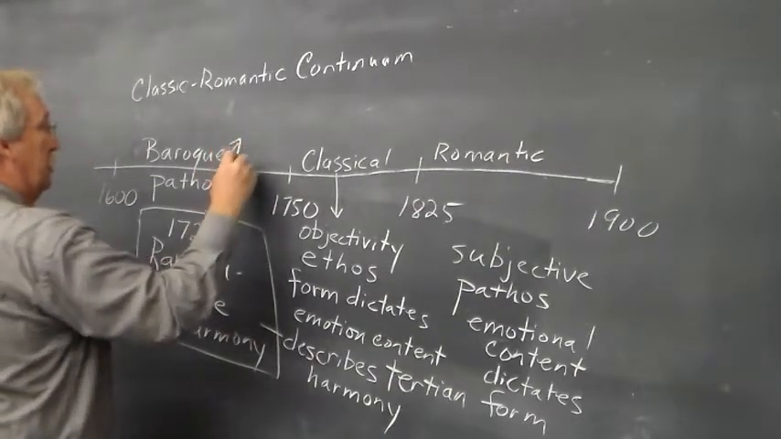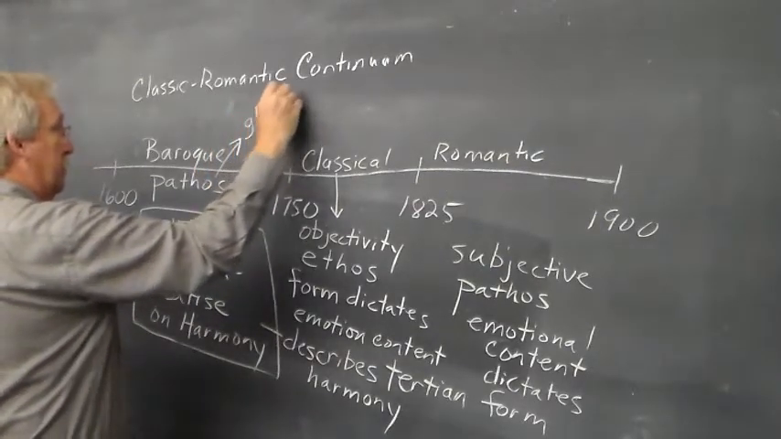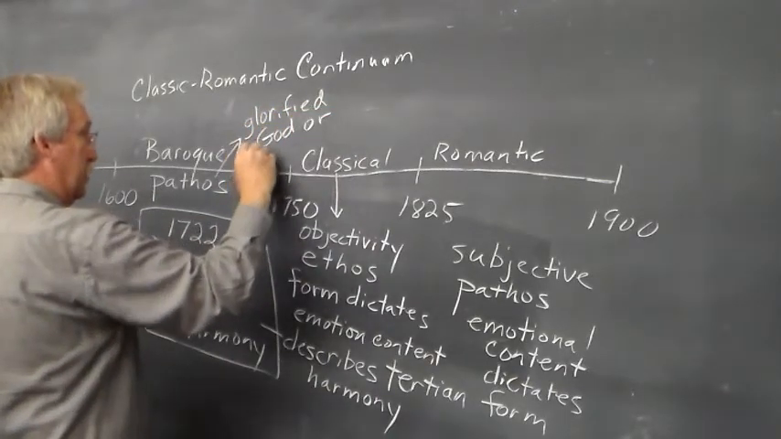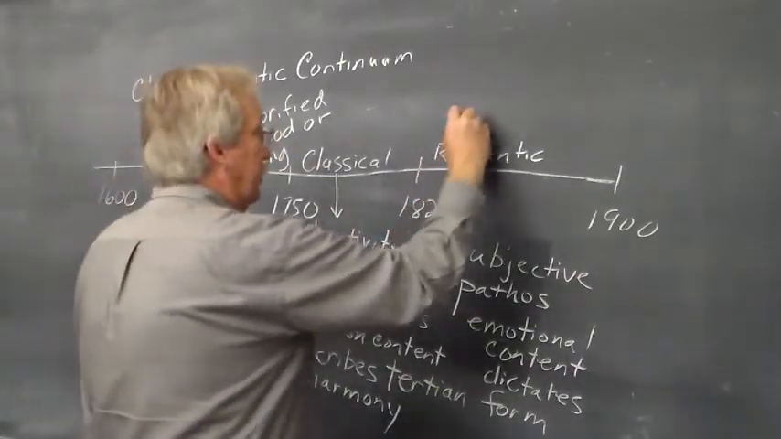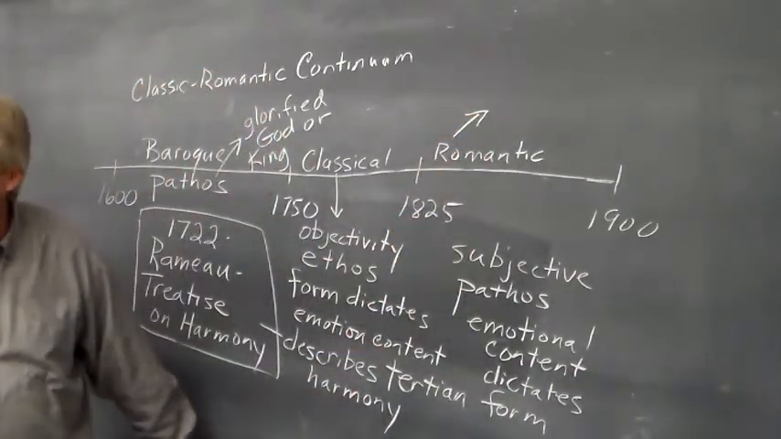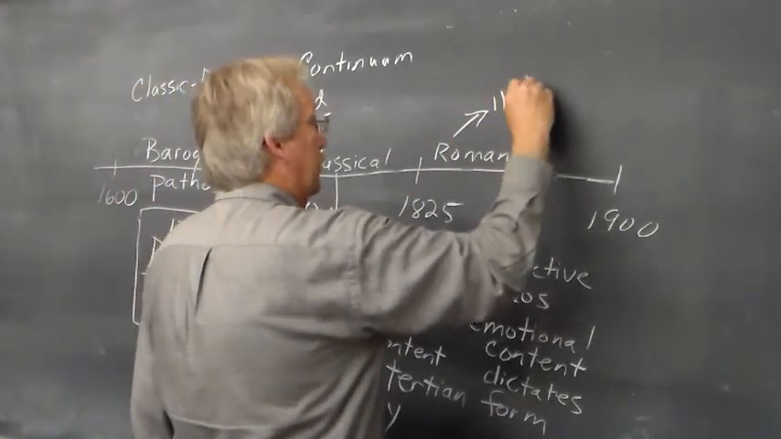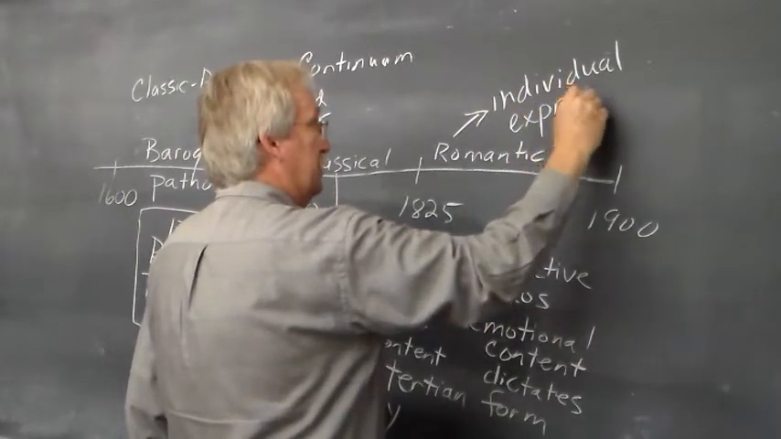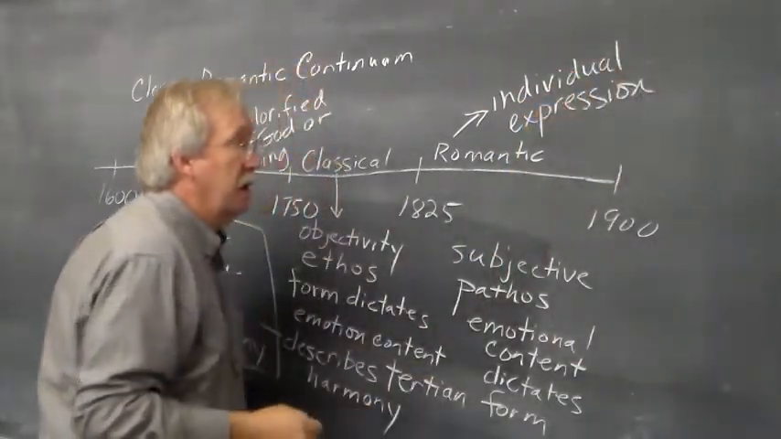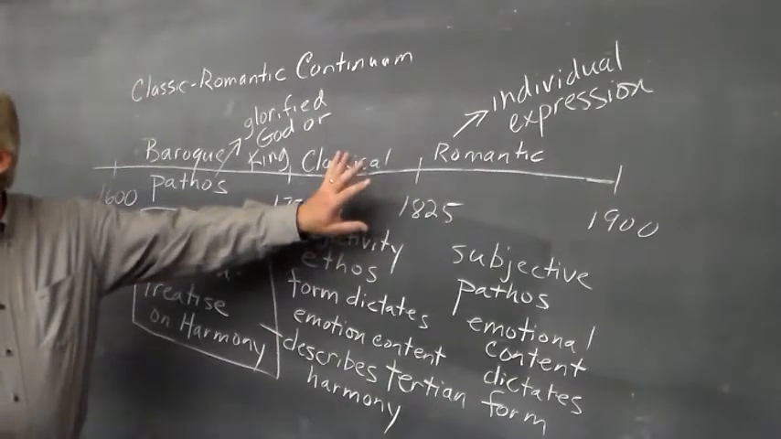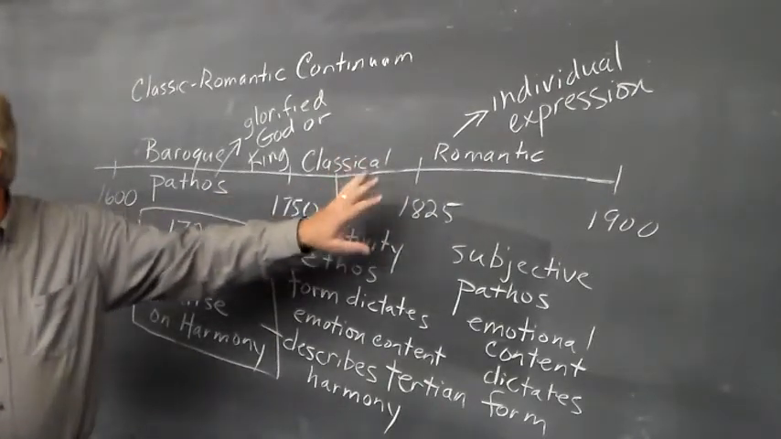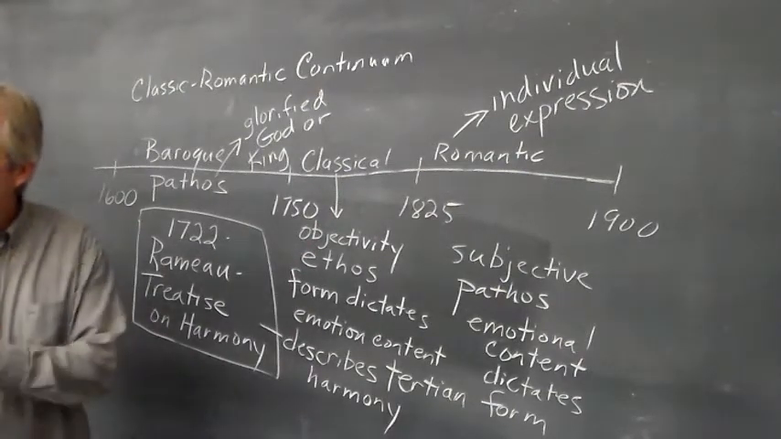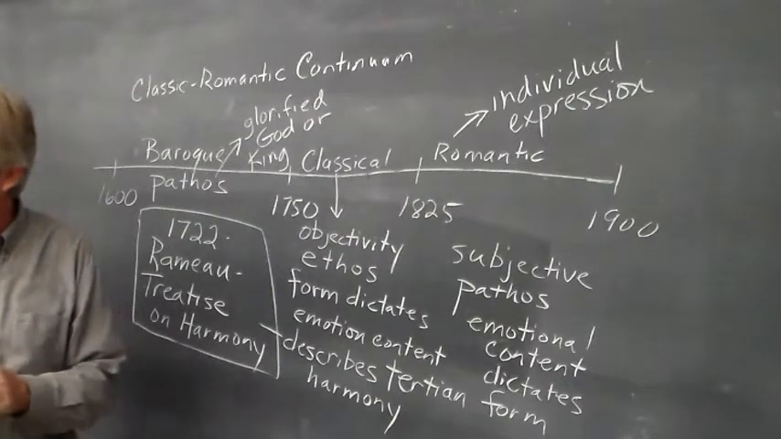So the Romantic period, though, is more of an individual expression. And we'll see that beginning with the turn of the century with Beethoven's works. And so we'll talk about the elements of classicism and romanticism in this first section on the symphony.